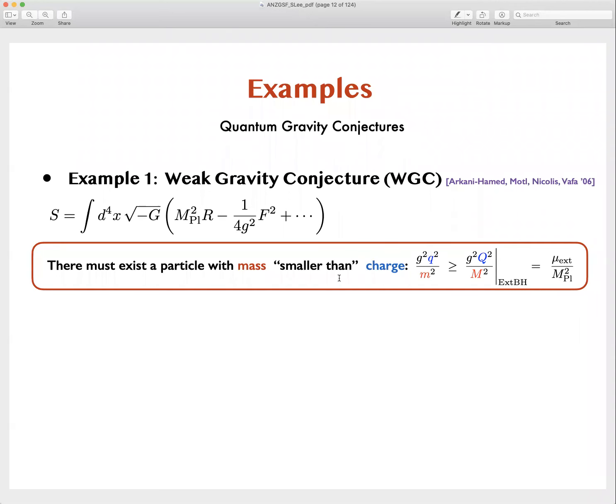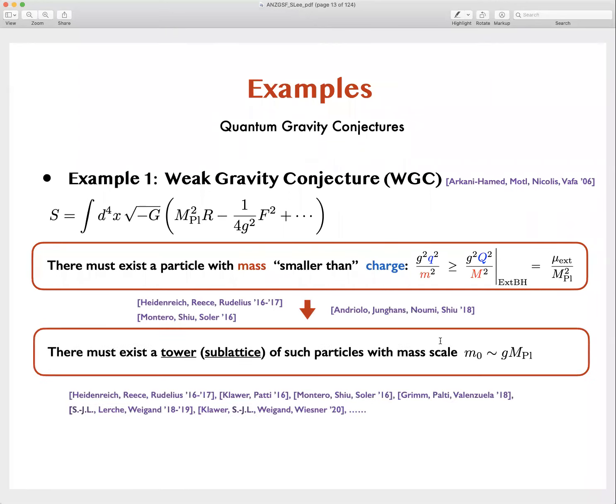In fact, this original form of the conjecture was later very much strengthened to a much bolder claim: that the theory needs to be supplemented not just with one such particle, but with an infinite tower of weak gravity particles. Moreover, an even stronger version further claims that the tower is not random, but should in fact fill up a sublattice of the full charge lattice.